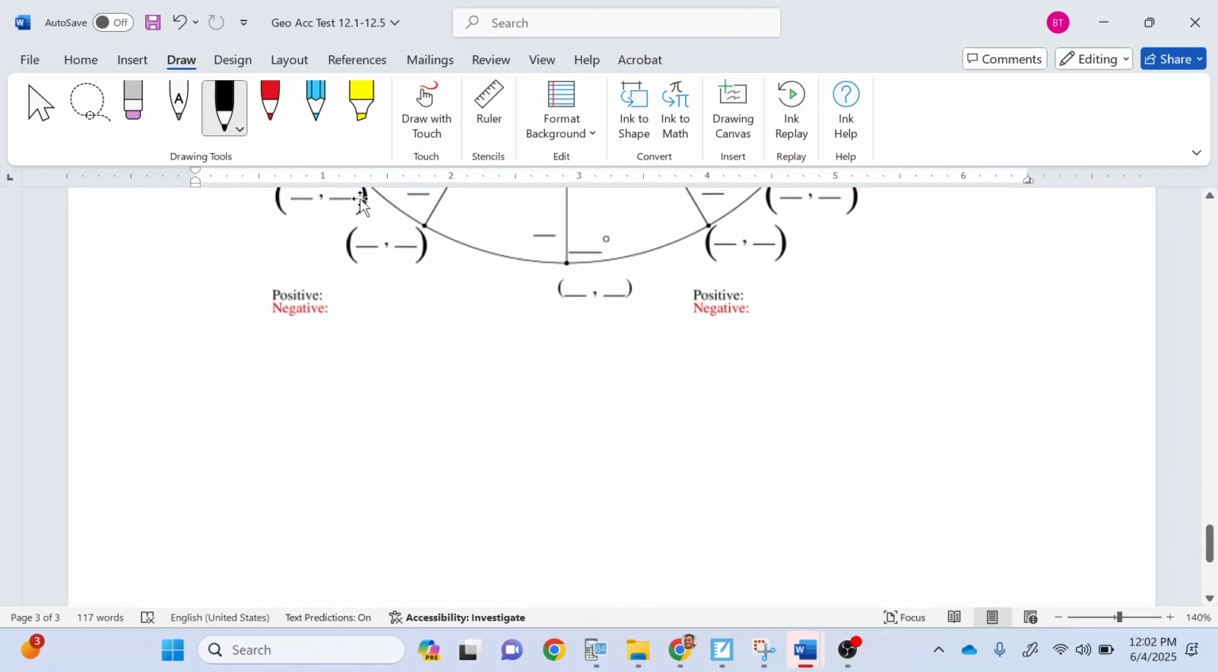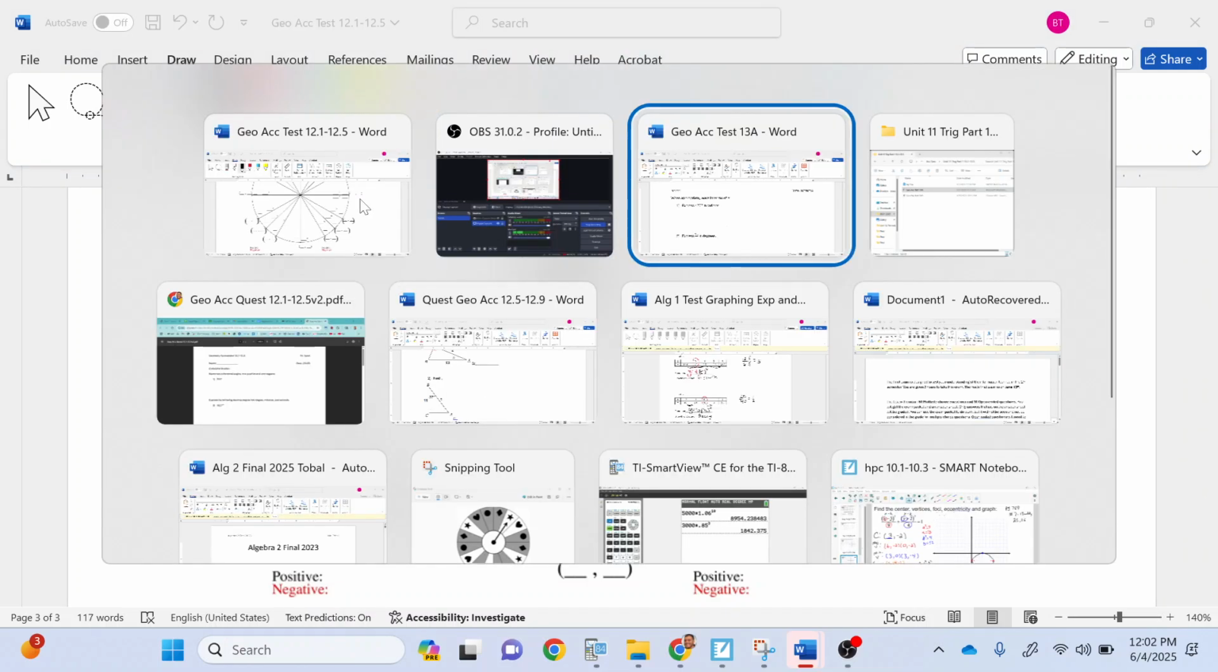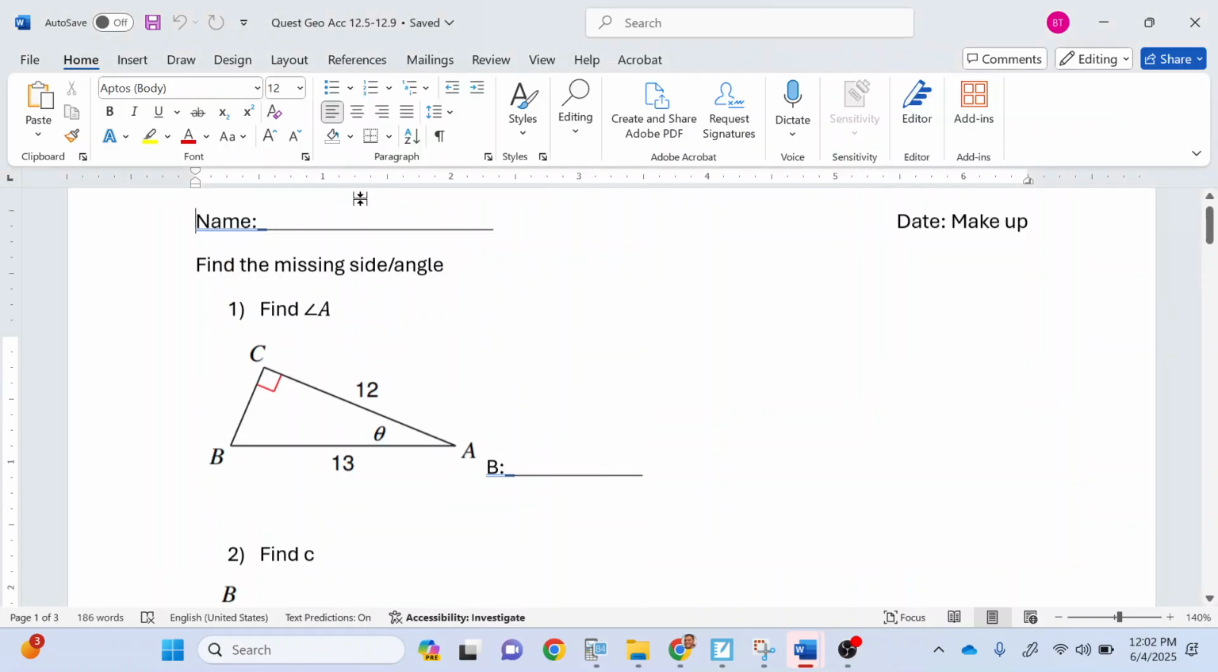And this is just a blank unit circle I left you guys. There's a lot of videos with unit circles. I'm not going to spend the time here doing unit circle.